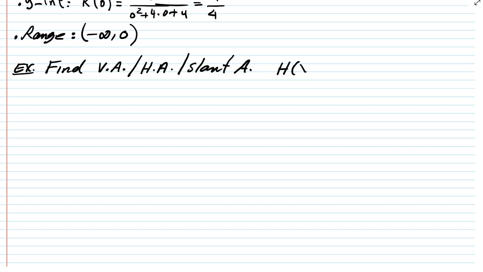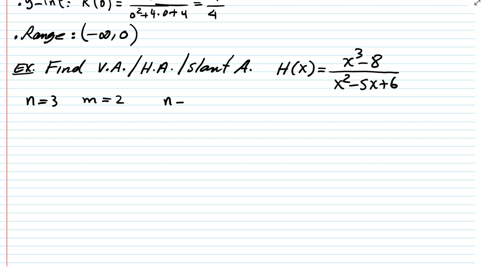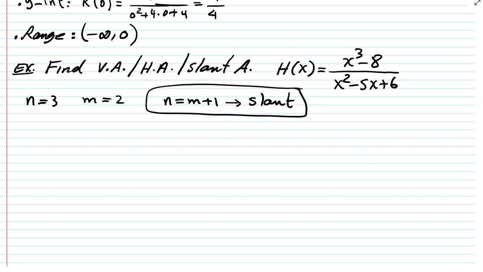And the function, let's go x cubed minus 8 divided by x squared minus 5x plus 6. Now, the degree n of the numerator is 3, the degree m of the denominator is 2. Okay, since n is m plus 1, we have a slant asymptote, and that is the condition for a slant. The degree of the numerator must be exactly 1 more than the denominator. Okay, now the vertical asymptote is easy.